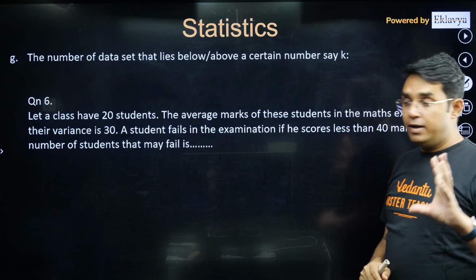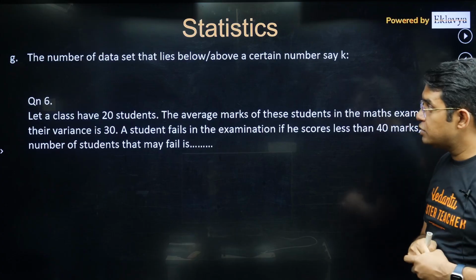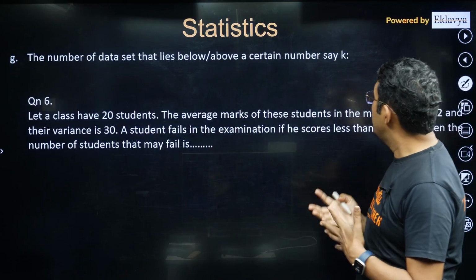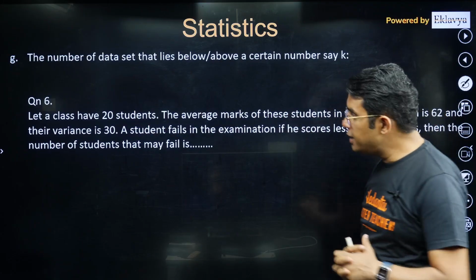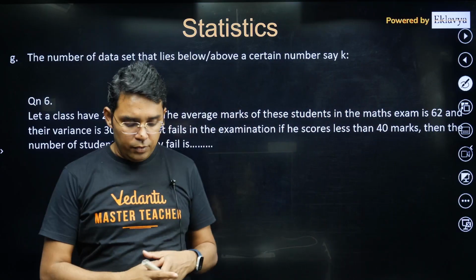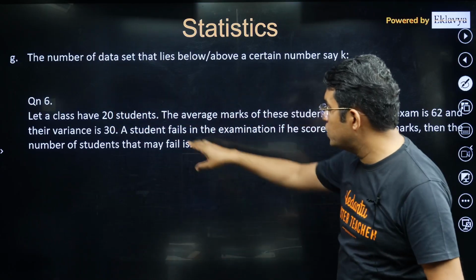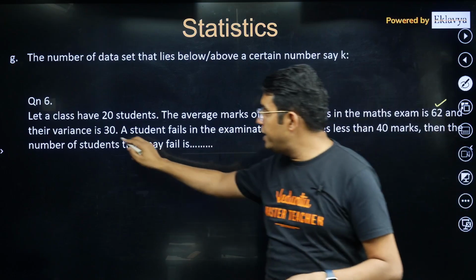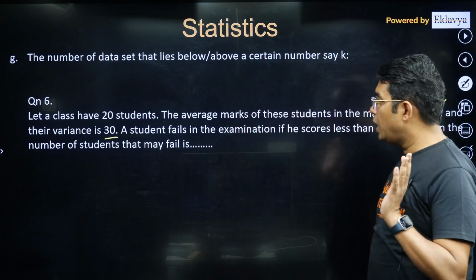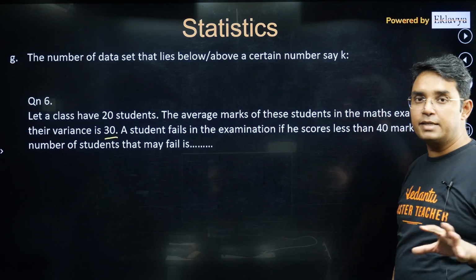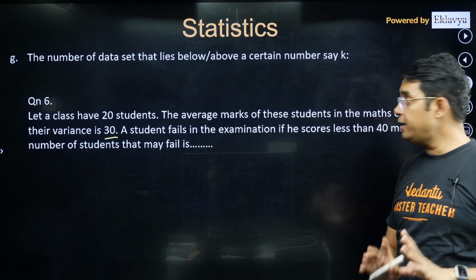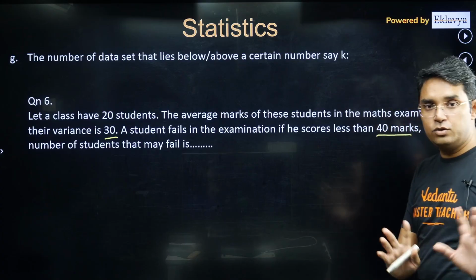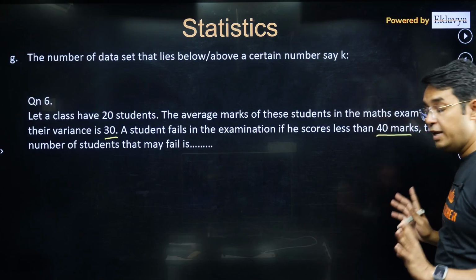One more thing, bachcho, I would like to talk about here, and then 2-3 questions more, and that is the number of data points that lie below or above a certain number k. Suppose I give you a question where you are given that there are 20 students and their average marks is 62, okay, and variance value is 30. Now I want to know how many students can fail this examination at most, or at least, if scoring less than 40 is known as failing that exam.